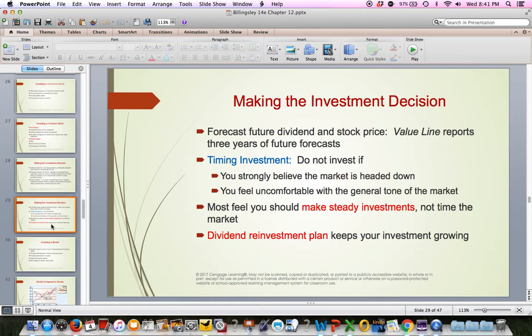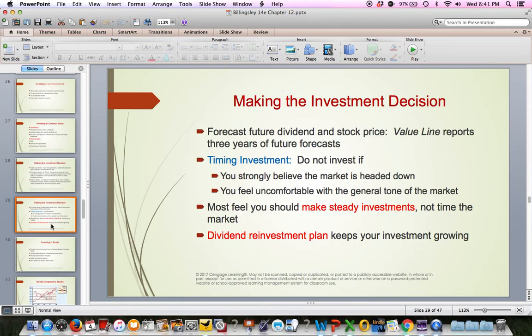The timing of the investment. Don't buy if you think the market's going to be heading down in the near term, or if you feel uncomfortable with the tone of the market, or you're just not sure if the market is what you want to get into at this moment in time. Most people feel that you should make steady investments and not time the market, so that you're averaging out your investments. So instead of making a couple of big lump sum purchases during a year, make several smaller purchases throughout the year to average out your pricing.